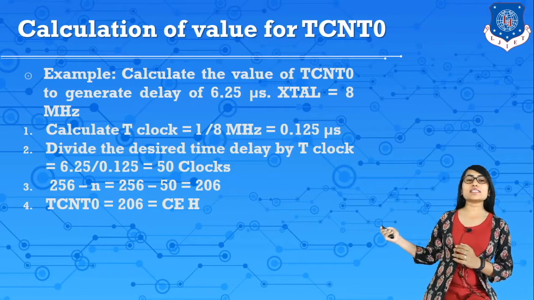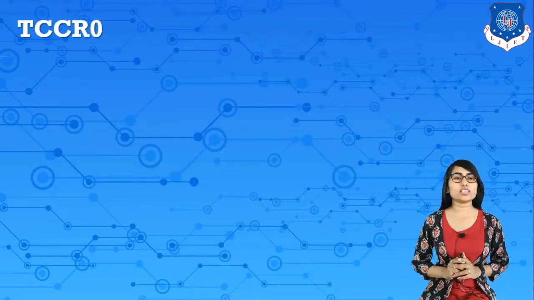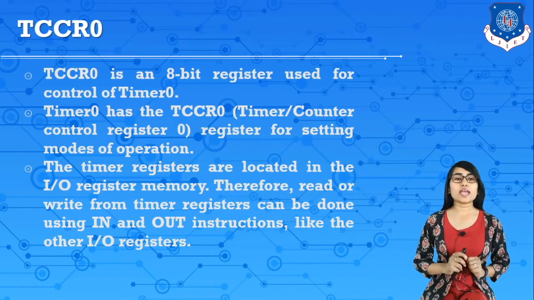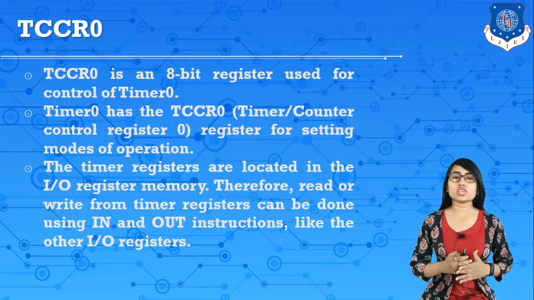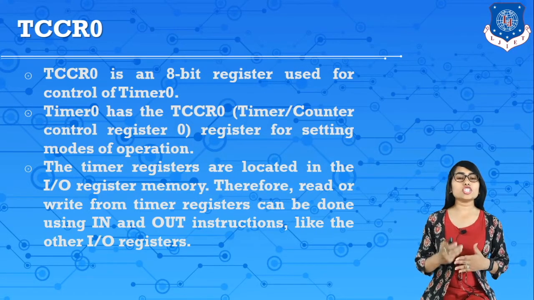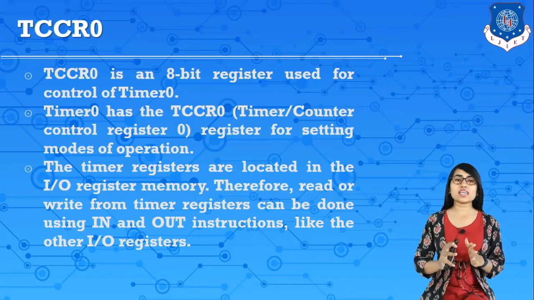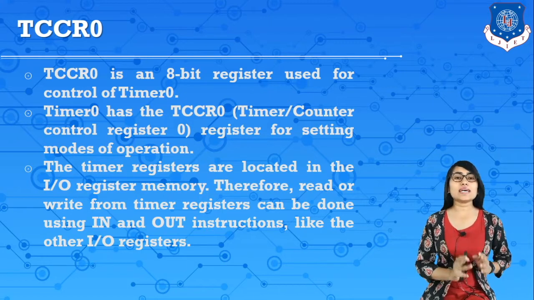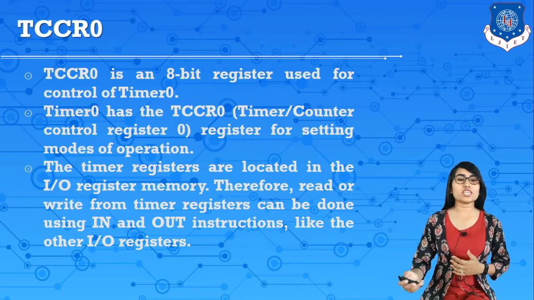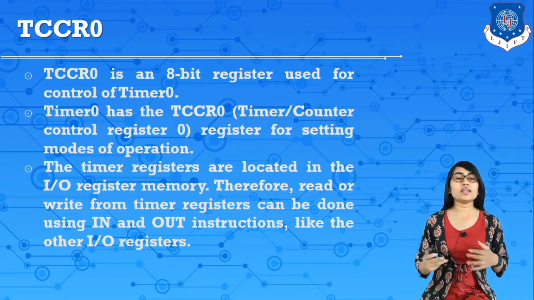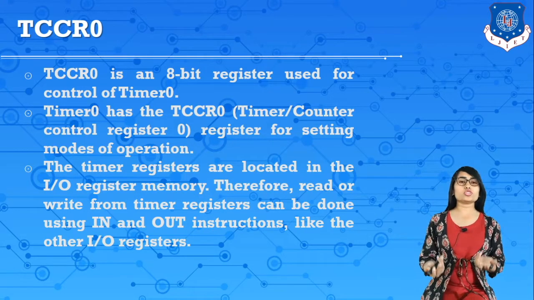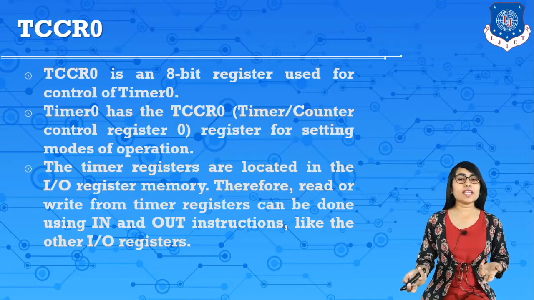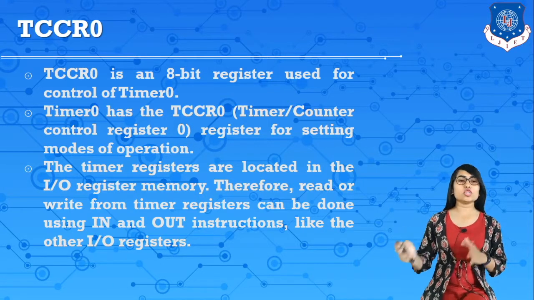Now let's discuss the TCCR0 register. TCCR0 is an 8-bit register used for control of Timer 0. Timer 0 has the TCCR0 register for setting modes of operation. In counters there are a variety of modes, so to set that mode we have the TCCR0 control register.